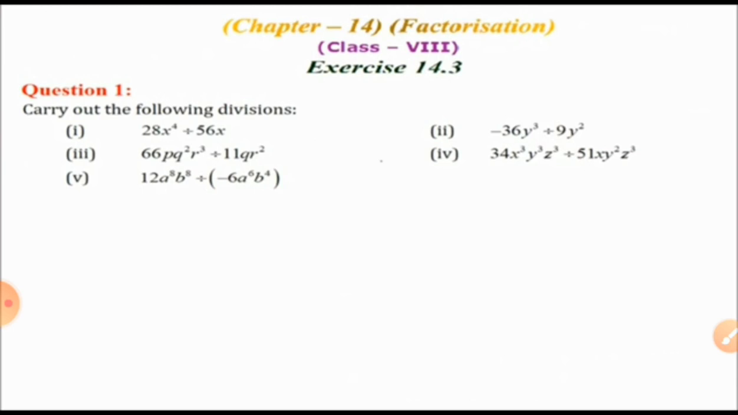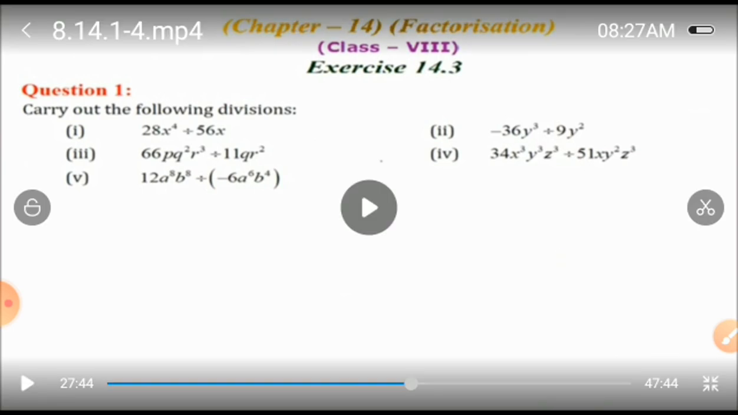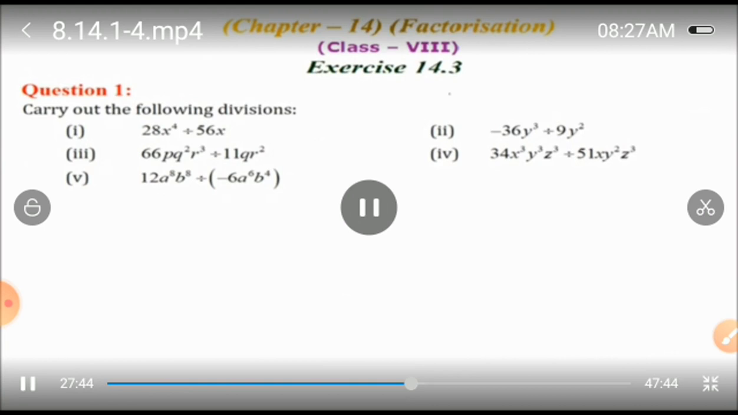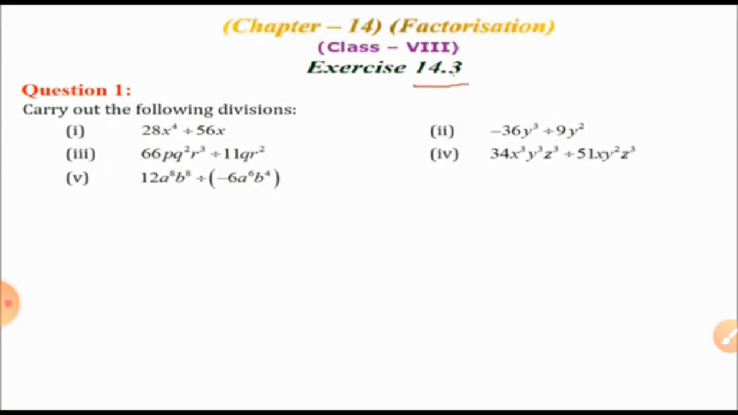They ask us to carry out the following divisions. Here, the first term is 28x raised to 4 divided by 56x. In previous exercises, we completed addition, subtraction and multiplications. Now division. Isn't it? Perfect. Now look at the first question. First question's answers are here. 28x raised to 4 divided by 56x.